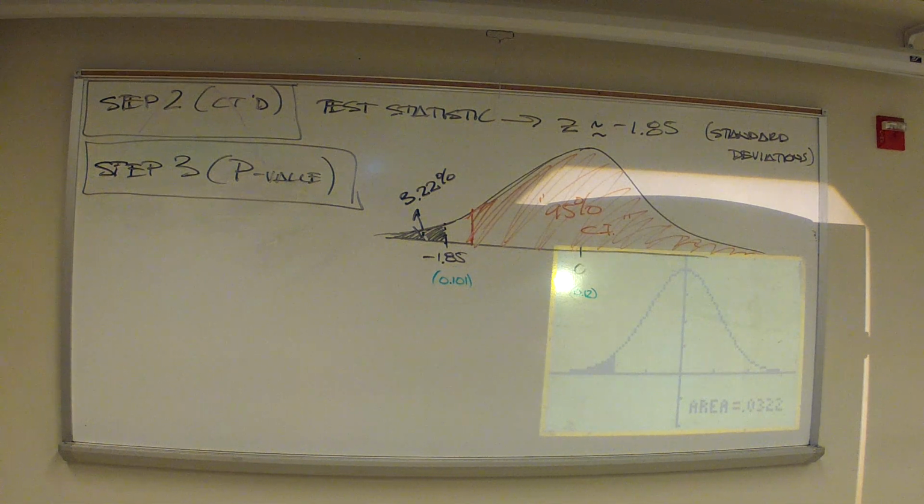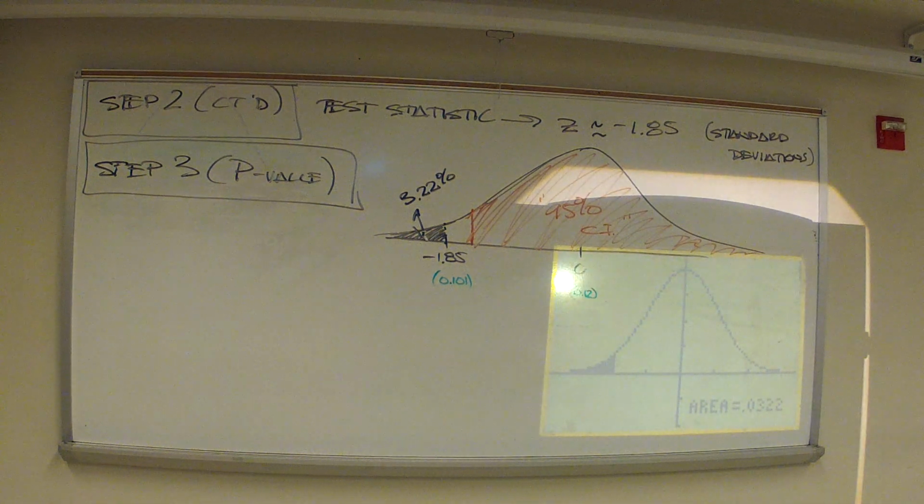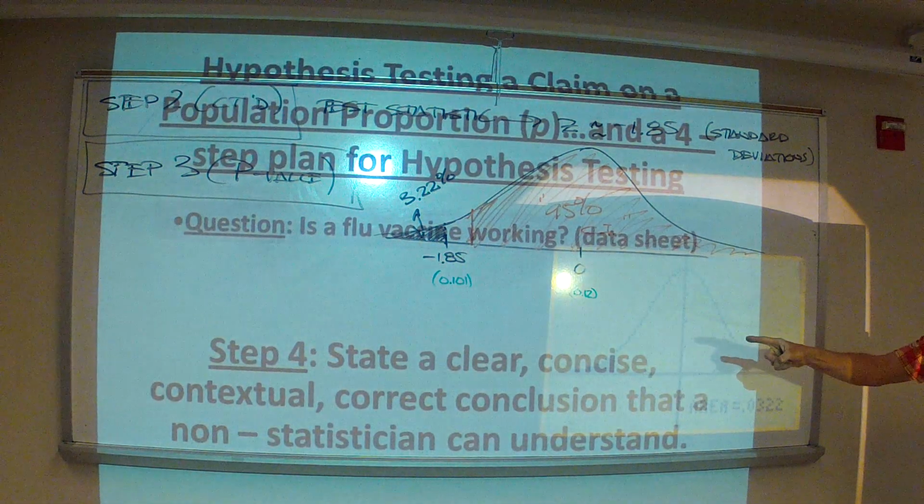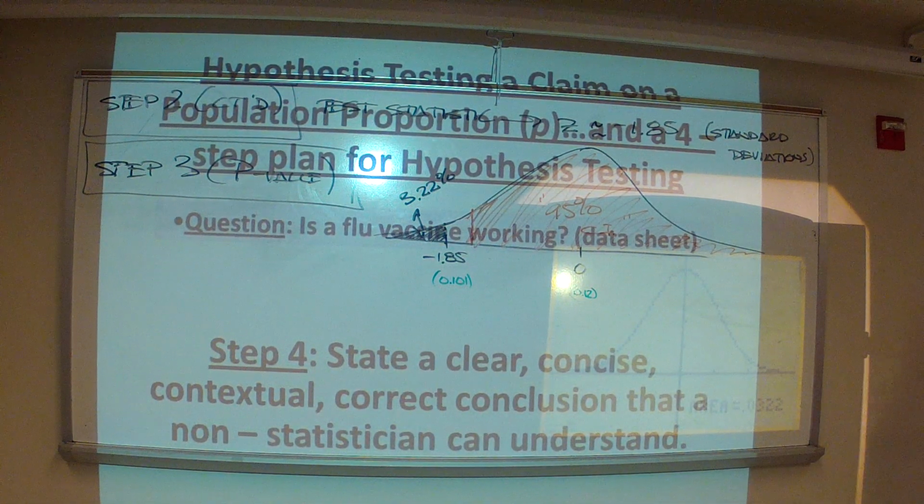Why? I agree, because now we're at step 4. And step 4 is the conclusion. And by the way, just so you know, step 4 being the conclusion, let's go ahead. This is what I'm often going to ask for in conclusions: state a clear, concise, contextual, correct conclusion that a non-statistician can understand.